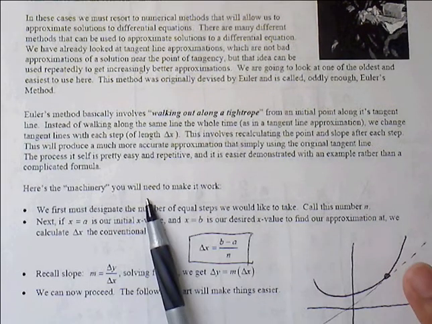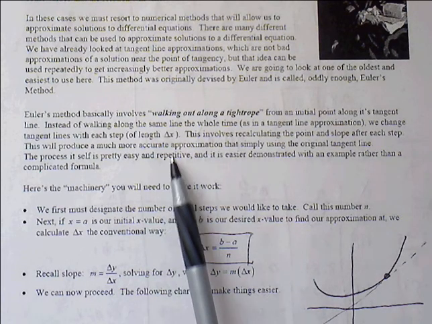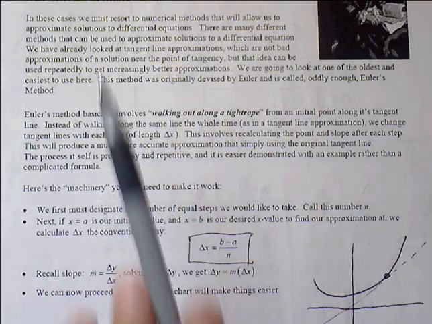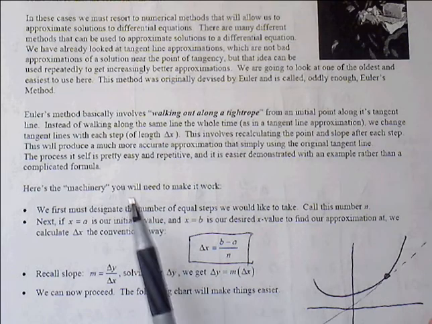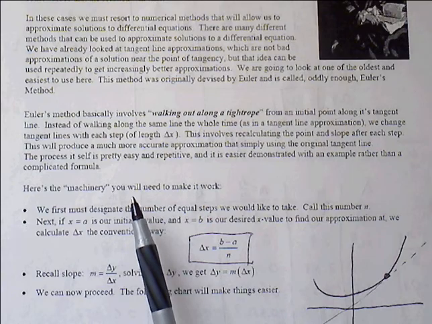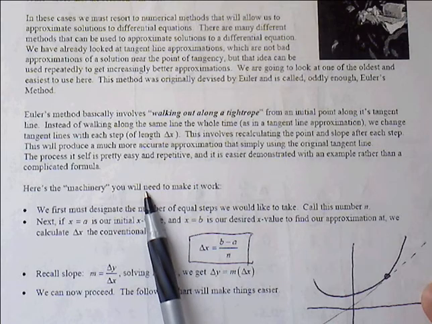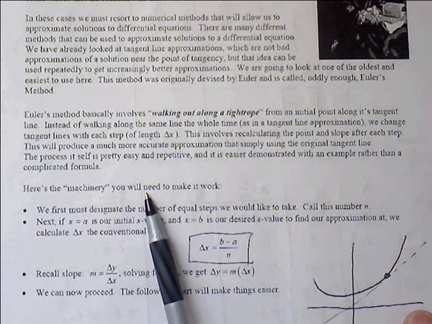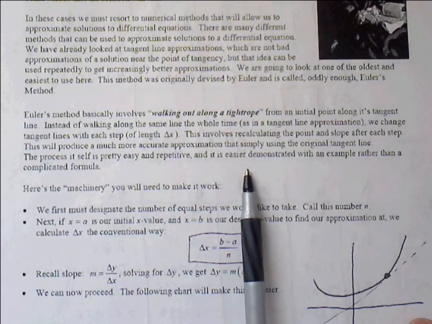But just a couple of things that we're going to do. We're going to break up the idea of finding the tangent line into smaller steps. After we find the slope, we're going to go a certain distance, and then find a slope again, go a certain distance, find a slope again, and that way we can continually update our slope to help us in finding an approximated value.